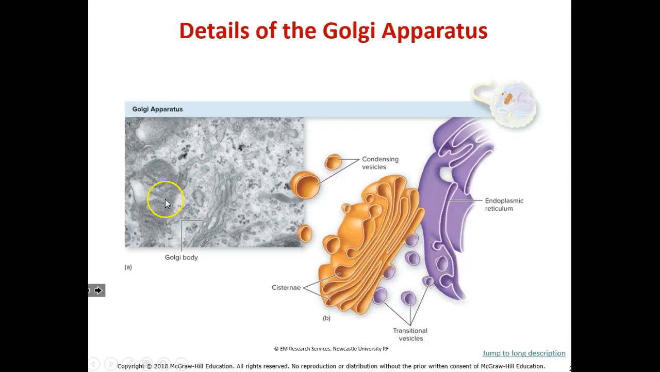So here's a picture of the Golgi apparatus. Does it look like a series of flattened sacs? Yes. Here are the condensing vesicles, those little circular structures, near the endoplasmic reticulum. Okay.